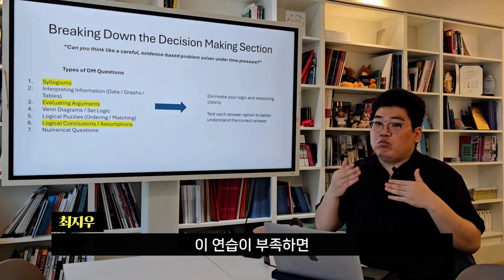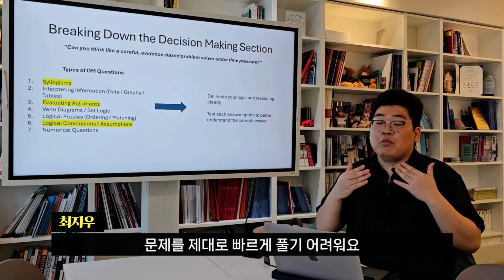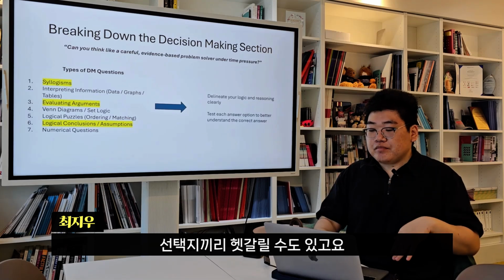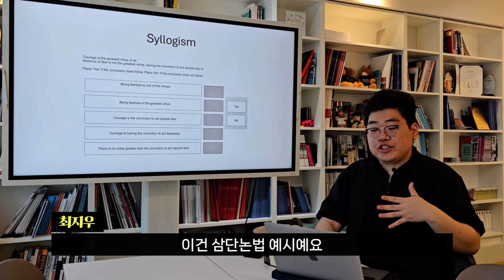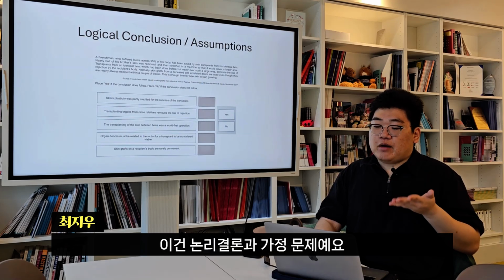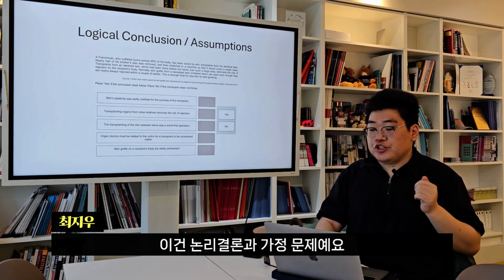And if you don't practice that well enough, you're not going to be able to solve questions properly and quickly, or you might be confused between each answer type. And this is an example of a syllogism, this is an example of an evaluating arguments question, and this is an example of a logical conclusions or assumptions question.